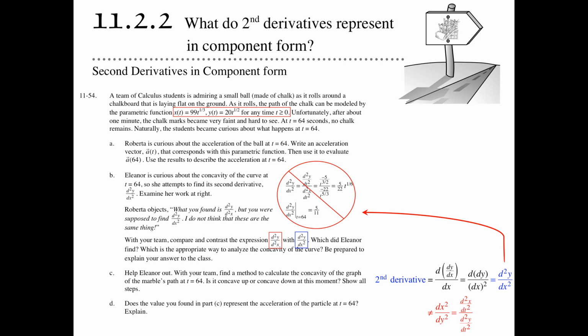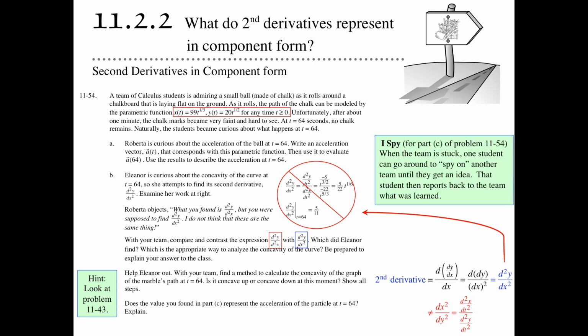Now, if a few teams struggle to make sense of this distinction, try not to do the thinking for them. Perhaps you could refer them back to problem 10-43 for a clue. That's the problem where your students remove the parameter in order to find first derivatives rectilinearly. Or you can use the I Spy study team strategy, where you allow a struggling team to send a spy around the room, observing what other teams are doing, with the task of bringing back ideas to their group. Of course, the spy is expected to do this discreetly and not engage in conversation with other teams.